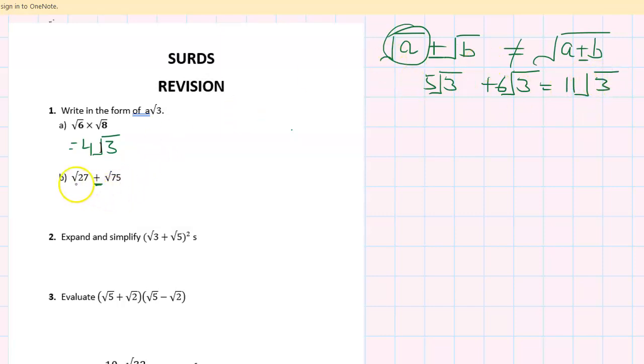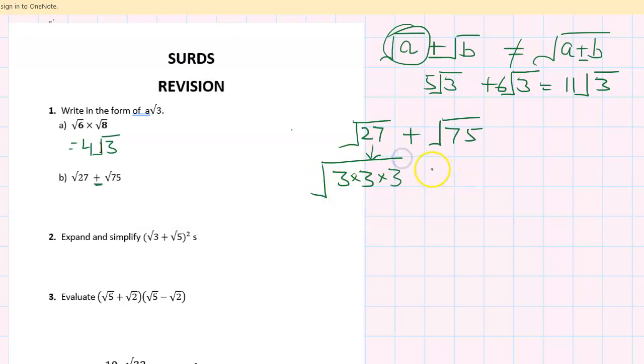Otherwise you cannot add. So it is root 27 plus root 75. The best way is to factorize this. 27 is 3 times 3 is 9 times 3 is 27, and 75 is 5 times 5 is 25, and 25 times 3.